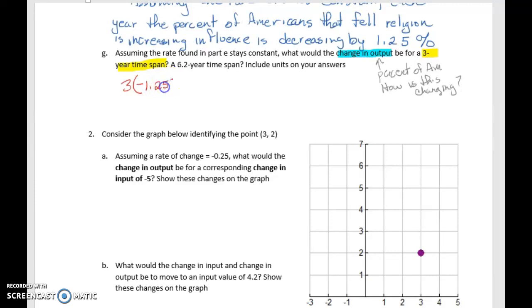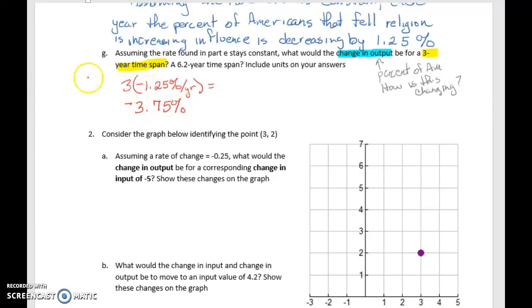and if it's changing by 1.25% each year, then we know that in 3 years, that means it's going to change by 3.75, but it's going to be a decline or a decrease of 3.75%, because each year it's decreasing by 1.25%. So over a 3-year span, it's going to decrease 3 times that, which is negative 3.75%.